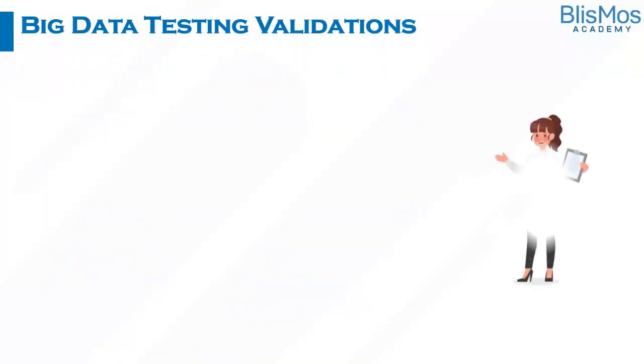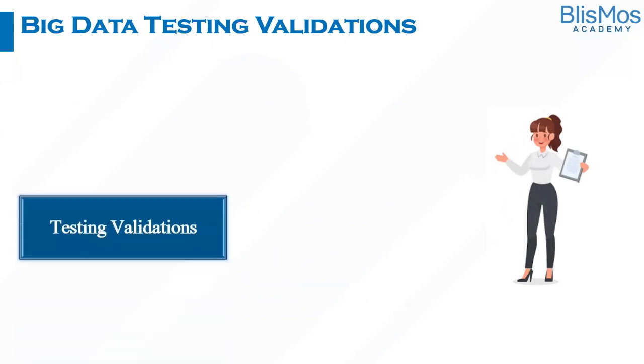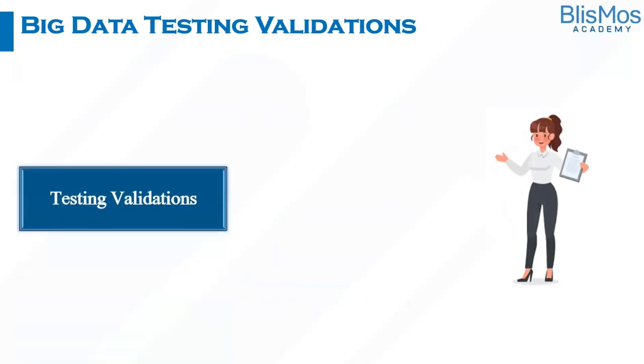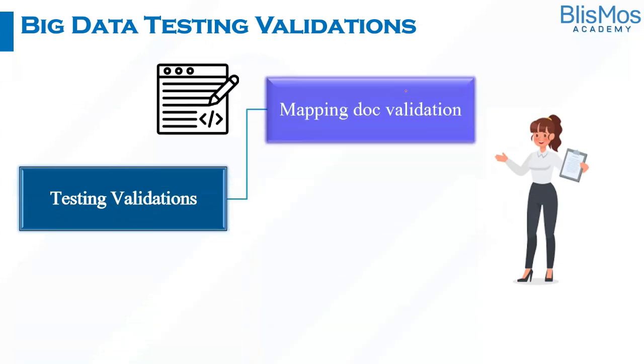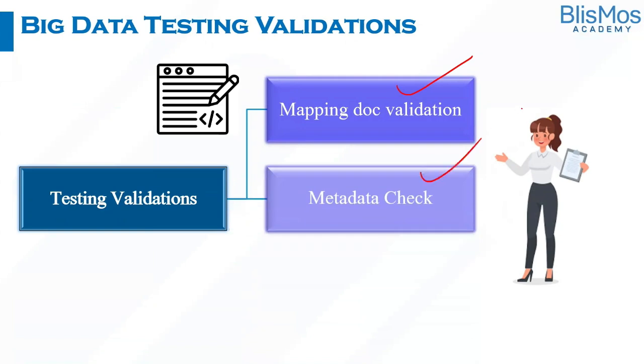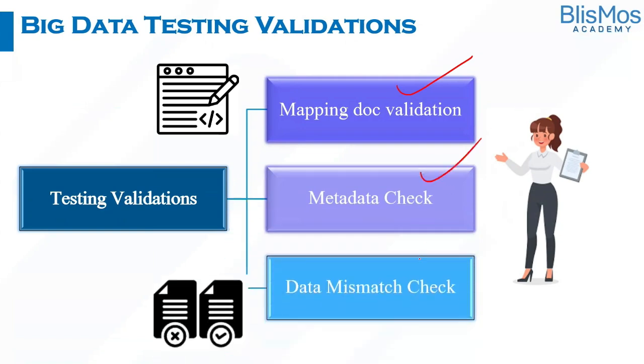In the previous videos, we understood there are three important types of big data testing validations. They are mapping document validation, metadata check, and also data mismatch check. If you recollect, in the previous videos, we have completed the mapping document validation. Now, the focus is on metadata.